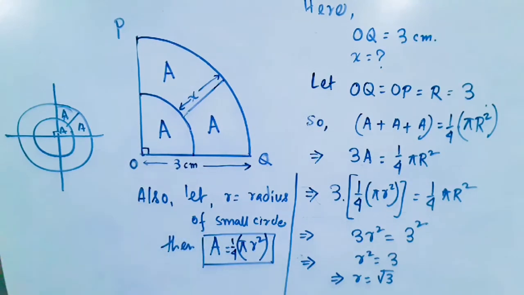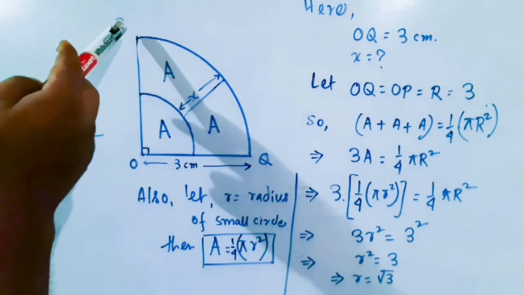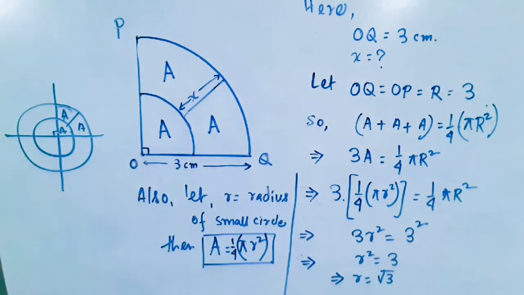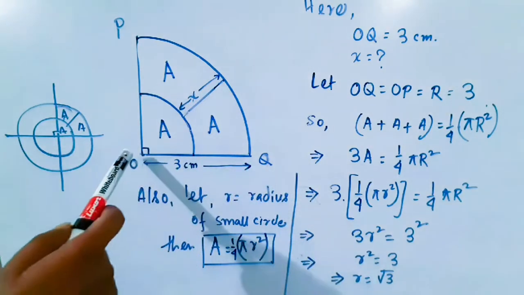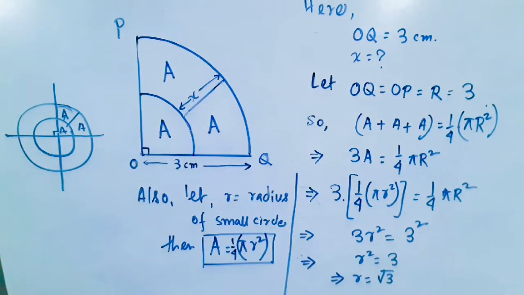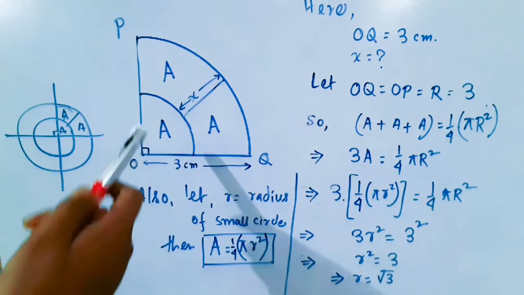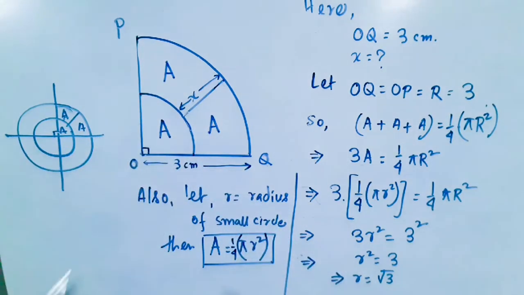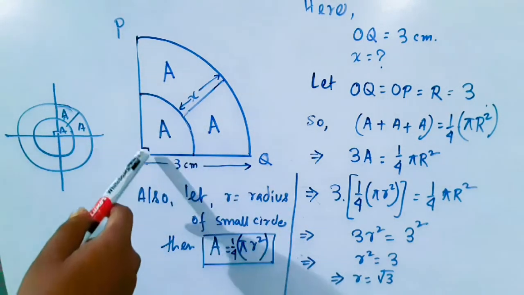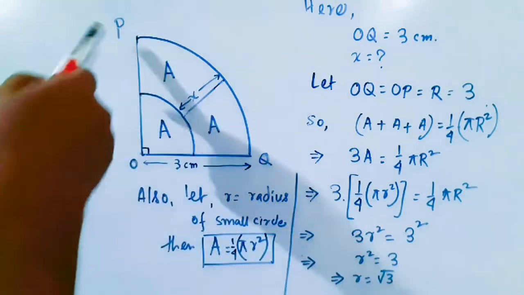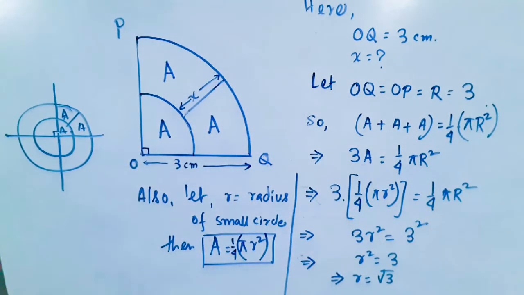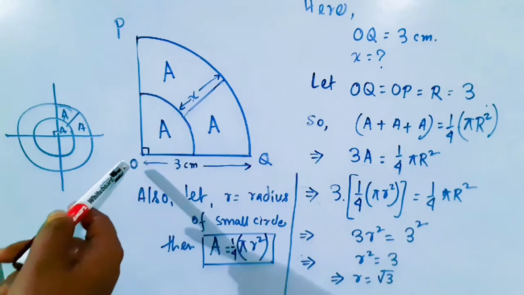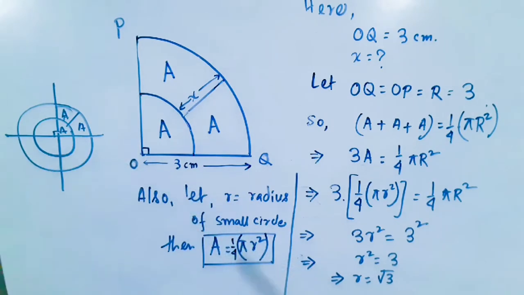This is an interesting geometrical puzzle. Main problem here is POQ. O is the center of the circle. Here are two concentric circles. Smaller part is here, 1/4 of the smaller circle, and this portion is 1/4 of bigger circle. Both are concentric, and the circle center is O.